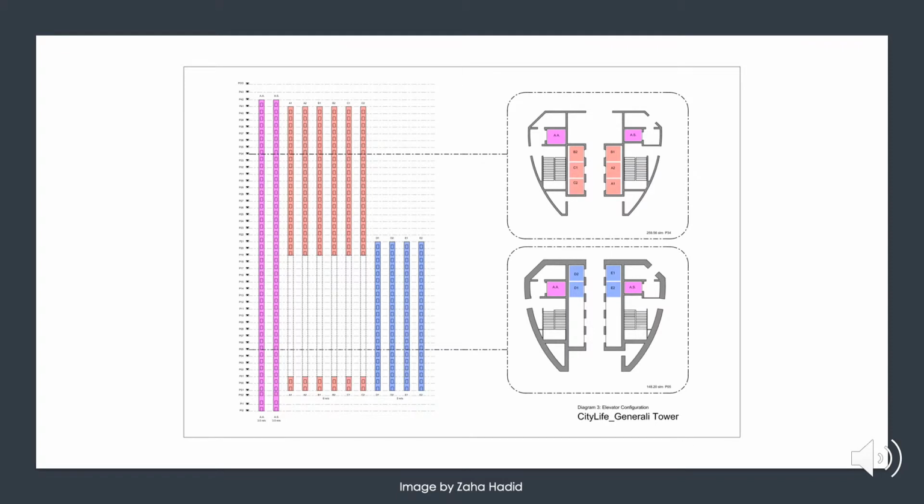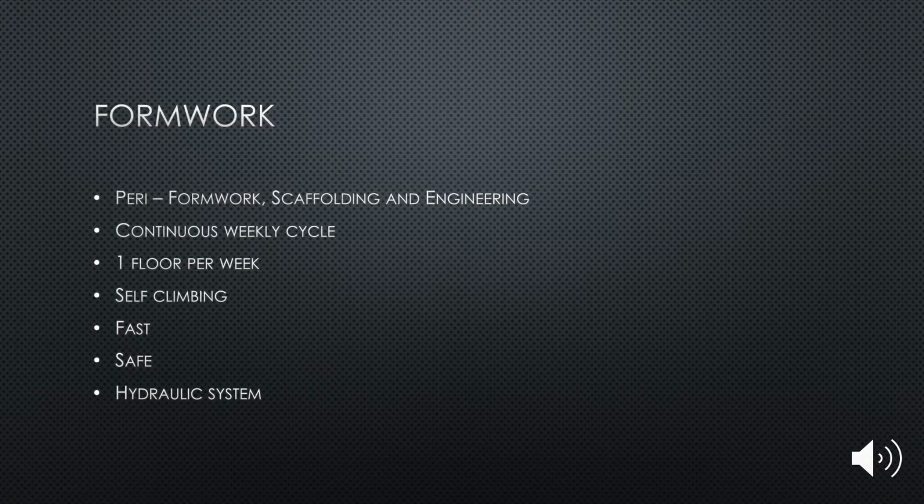This slide just shows the layout of the elevators from the structural engineer's design. For the formwork, a contractor called Perry contracted to do the formwork for the tower. The floors needed to be constructed in continuous weekly cycles and therefore accelerated construction was needed. Completion of the shell was done in 17 months, which was actually 3 months ahead of schedule.